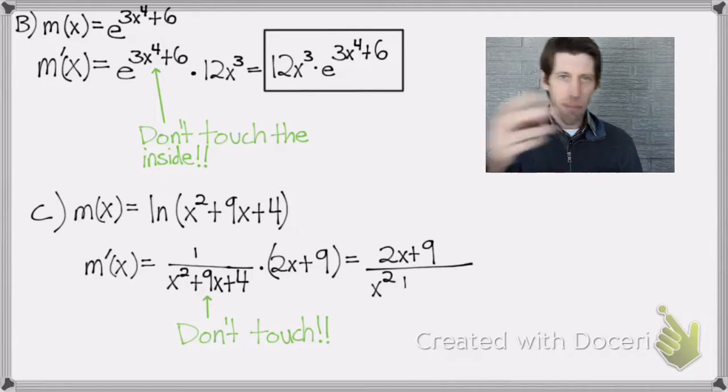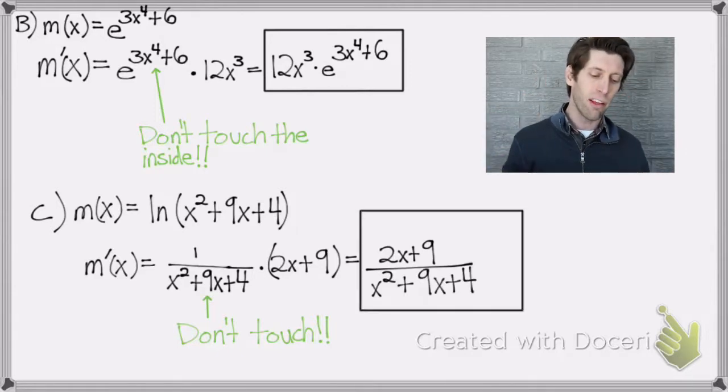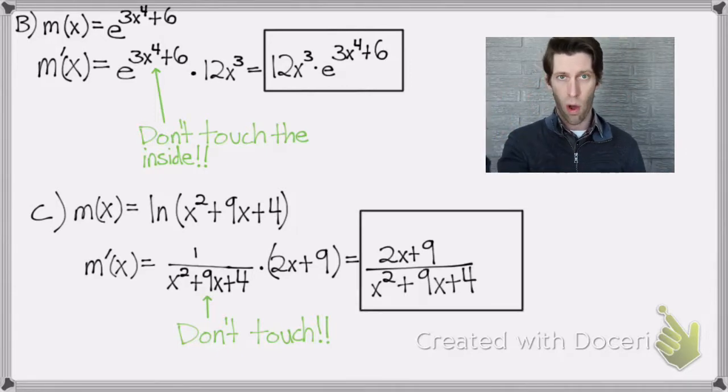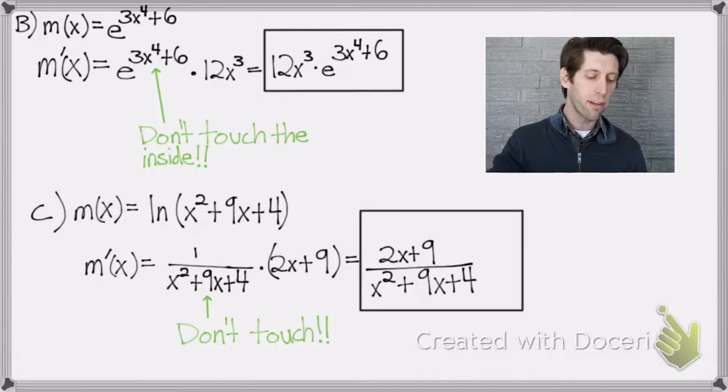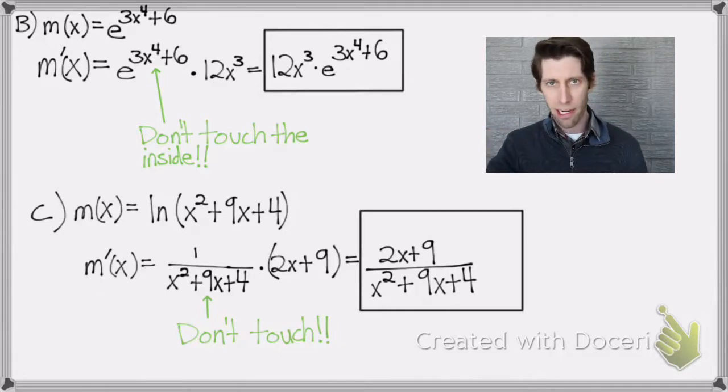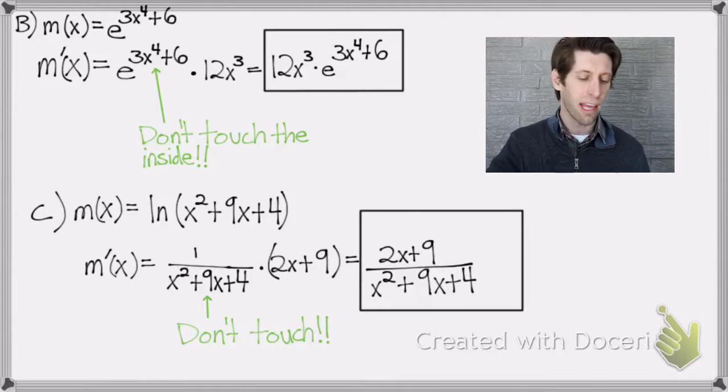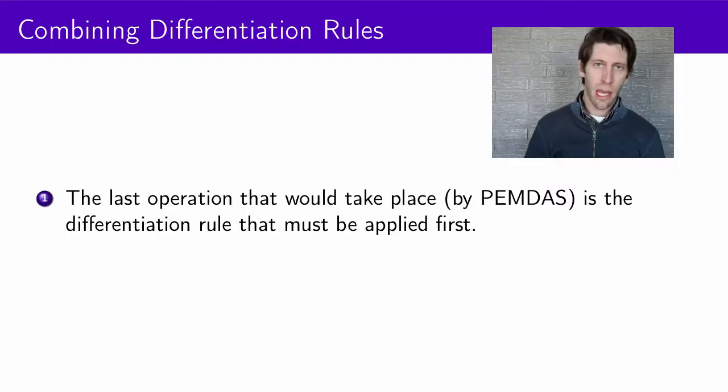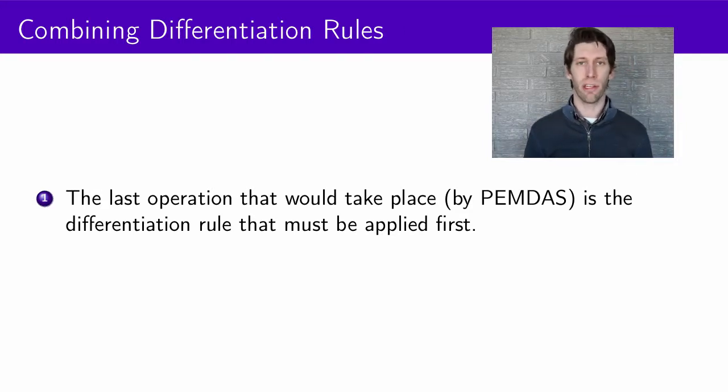Now once again, we can make things a little bit prettier by combining these fractions together to get the quantity 2x plus 9 all divided by x squared plus 9x plus 4. That's about as simple as it's going to get in this case, and that's our final answer. Next up, what we're going to start to do is to combine all these different differentiation rules that we have together.